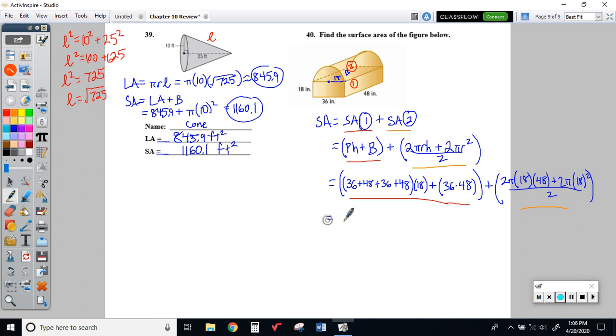And then shape 2, or portion 2 there. So let me do a little bit of simplification here. 36 plus 36 plus 48 plus 48 ends up being 168, and then that times 18, and we'd have 36 times 48 for a total of 1728. And then here 18 times 48 times 2, we'd have 1728 pi, and then 18 squared times 2, we'd have 648 pi right here, all that divided by 2. So I'm continuing to simplify here. This would be 3024 plus 1728 in the next step.